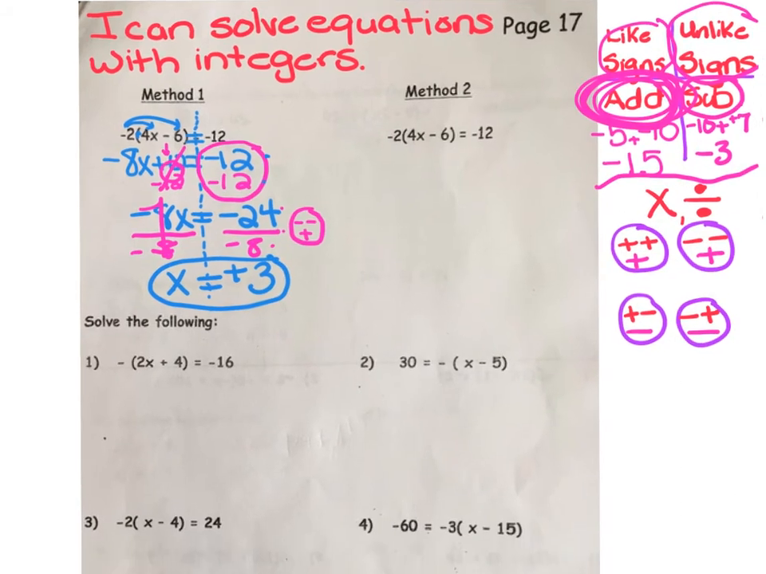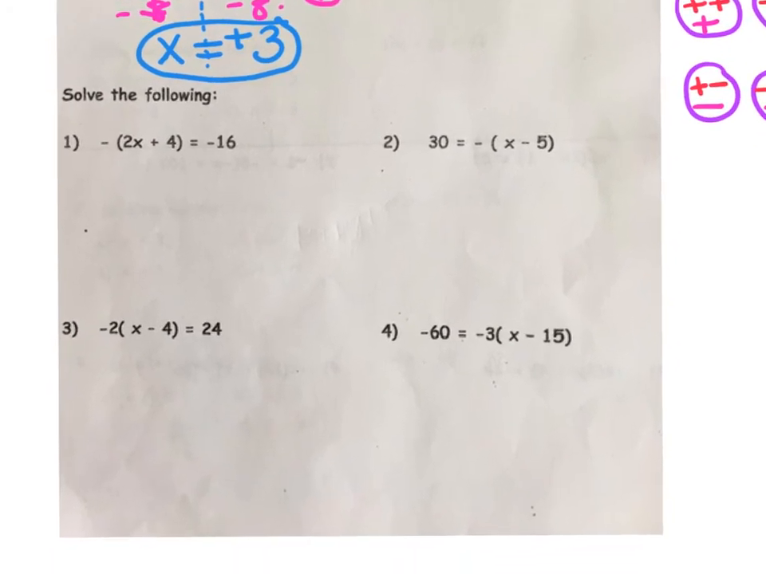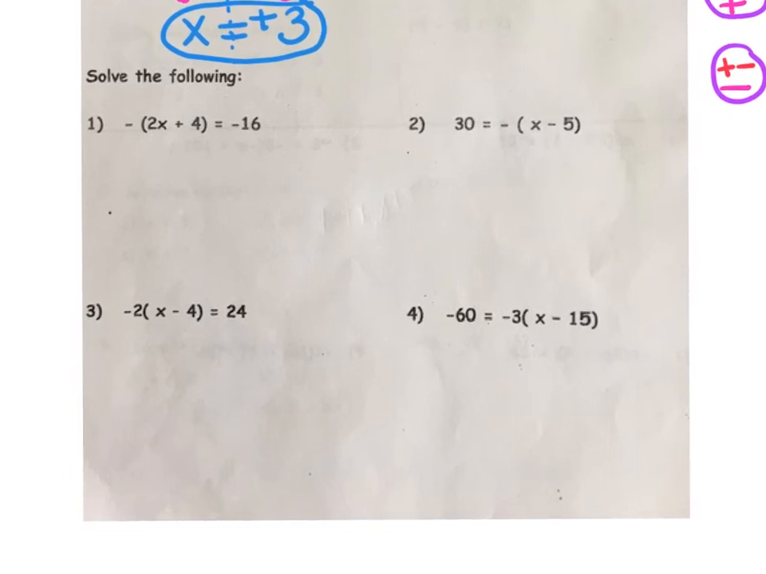Let's take a closer look at problems 1 through 4. You'll be using the distributive property to solve each one of these equations. Start by dropping a dotted line down each equal sign. Pause the video if you need a little extra time.